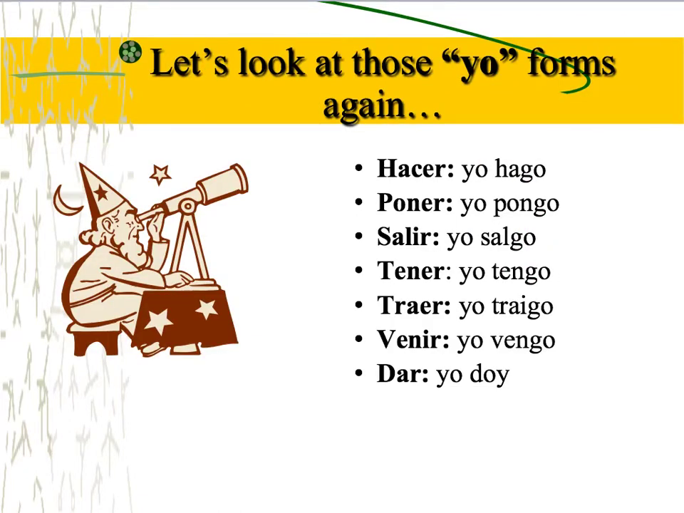Okay, so here's the list of the yo forms, okay? Repite, por favor. Yo hago, yo pongo, yo salgo, yo tengo, yo traigo, yo vengo, yo doy.